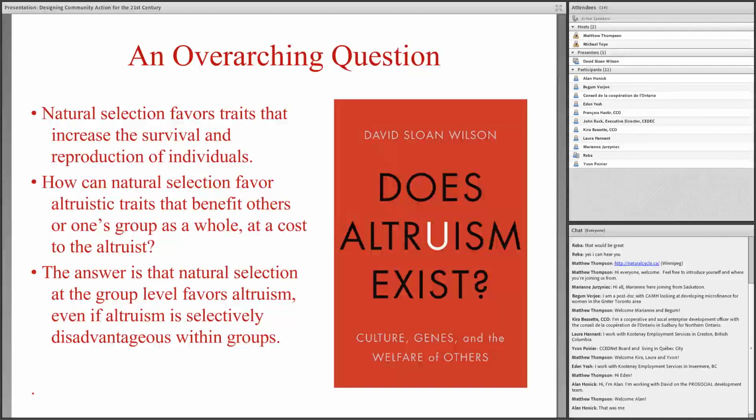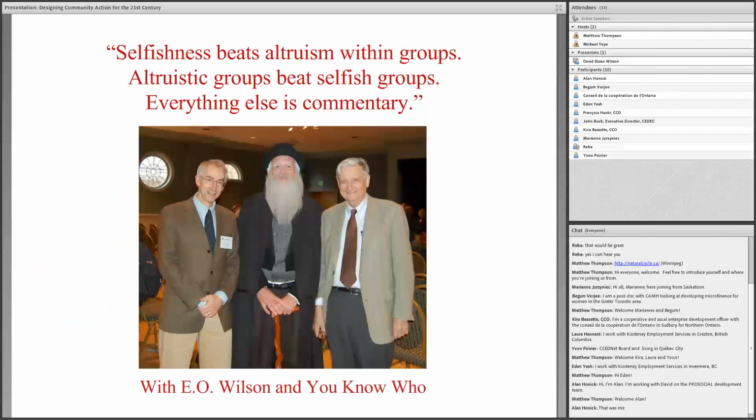And the answer is actually very simple, which is that natural selection operates at the group level in addition to among individuals within groups. Even though selfishness beats altruism within groups, to be the solid citizen, to be the cooperator, makes you vulnerable, basically, to individuals who take but don't give. It's equally true that altruistic groups beat selfish groups. So a well-organized group is going to outcompete less well-organized groups.